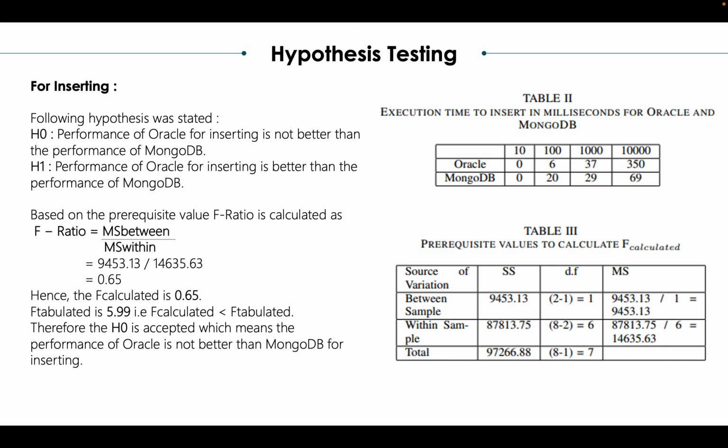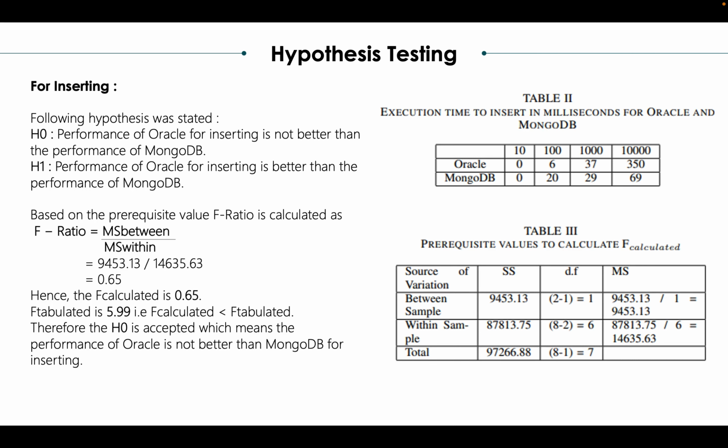In hypothesis testing, we have the null hypothesis H0, and we also define the alternative hypothesis. We calculate the sum of squares between the samples and within the samples, then the degrees of freedom, and then the mean of squares between and within the samples. Based on that, the F ratio or F score for the ANOVA test is MS between upon MS within, and you can see that the value is 0.65.